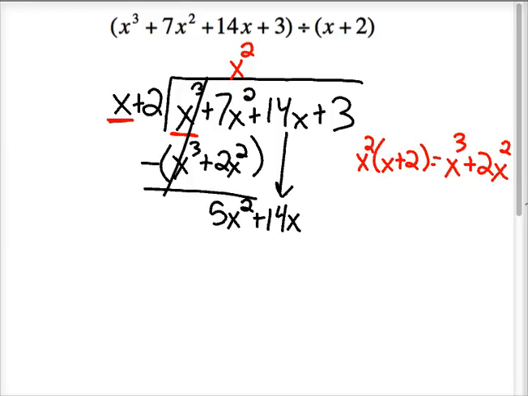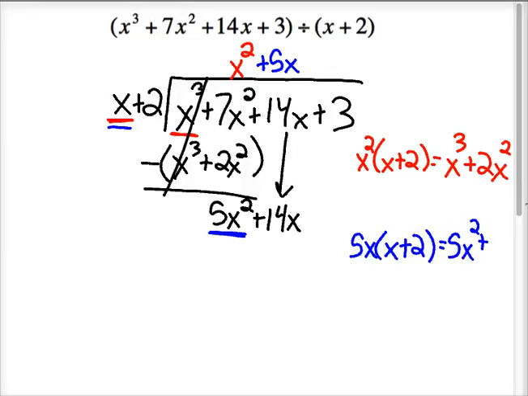All right, well, I need to do my process again. So I need to take that x and see what it will take to cancel 5x squared. Well, I need a 5. And then for x to become an x squared, I'm going to need one more x in there. So this time, I'm multiplying by 5x. So 5x times x is 5x squared. 5x times 2 is 10x. So that's going to be the next thing that I write, 5x squared plus 10x.